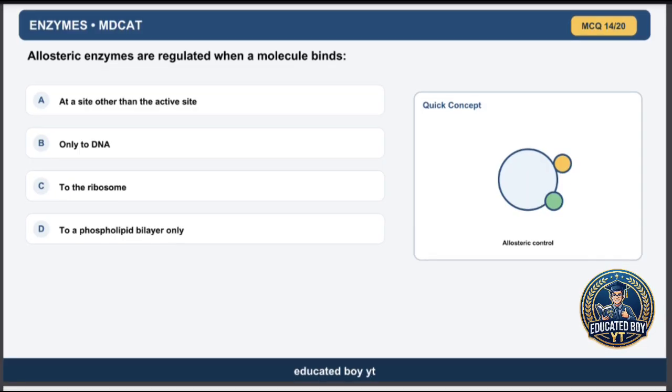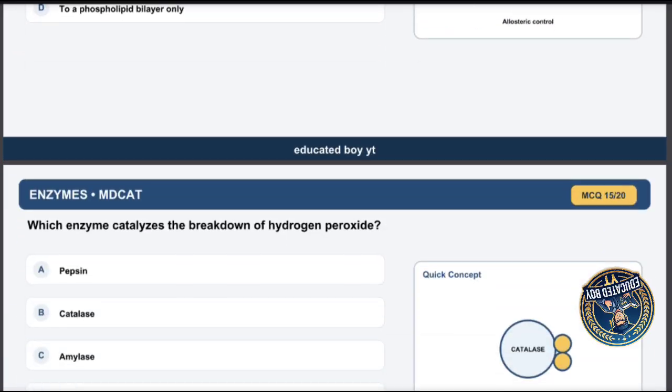Question number 14. Allosteric enzymes are regulated when a molecule binds: option A, at a site other than the active site; option B, only to DNA; option C, to the ribosome; option D, to a phospholipid bilayer only. Right option is option A, at a site other than the active site.